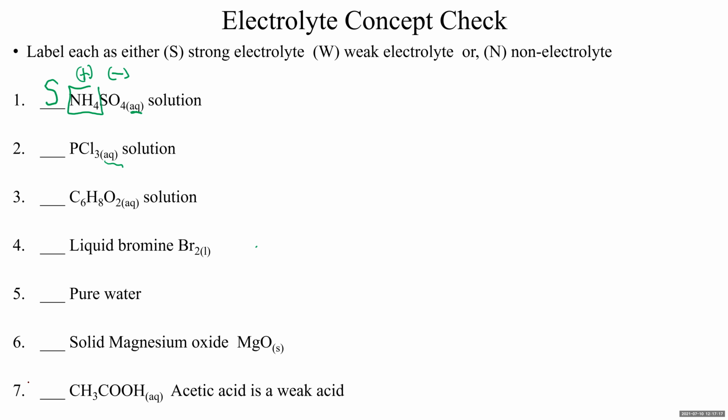Okay, PCl3, aqueous. It is aqueous, but does that mean it dissolved? It dissolves fine, but does it dissociate? No, this is not an ionic compound. This is a polar covalent compound, a molecular compound, i.e., a molecule. Well, molecules don't dissociate into ions. So this is a non-electrolyte.